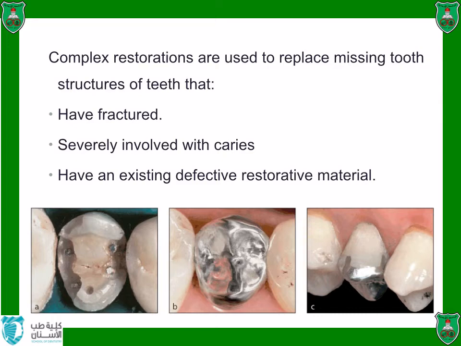And we also use complex restorations to restore teeth that have an existing defective restorative material. Sometimes the old restoration is very large and defective, so we need to remove the old restoration, remove the secondary caries, and then restore the tooth.